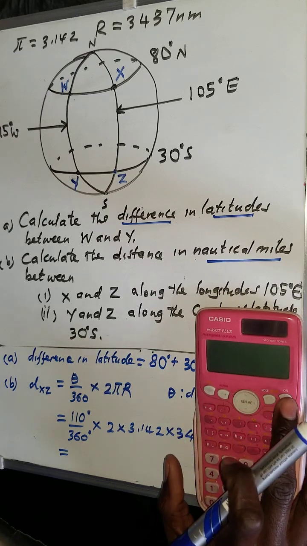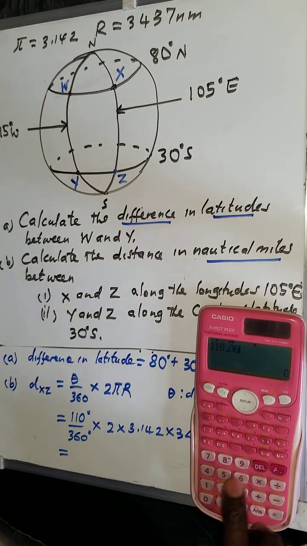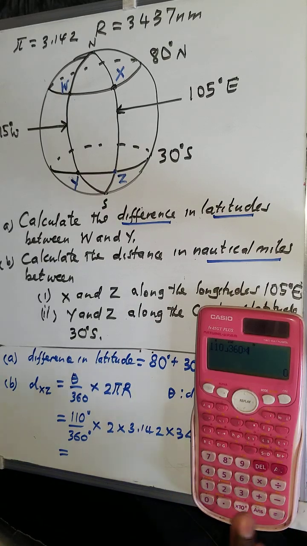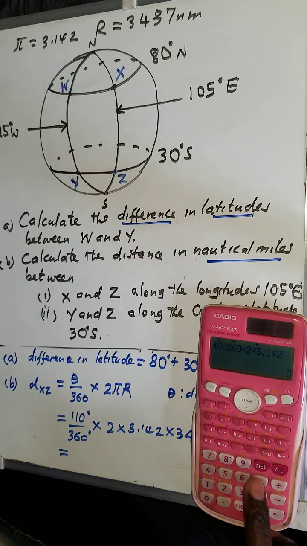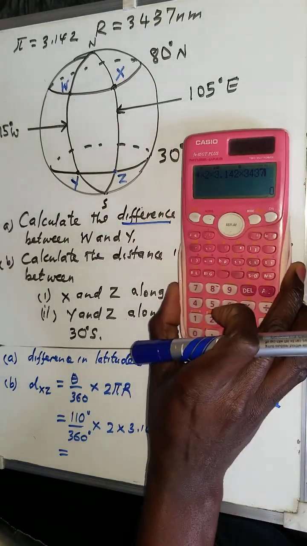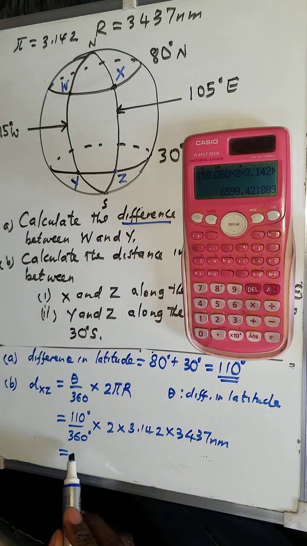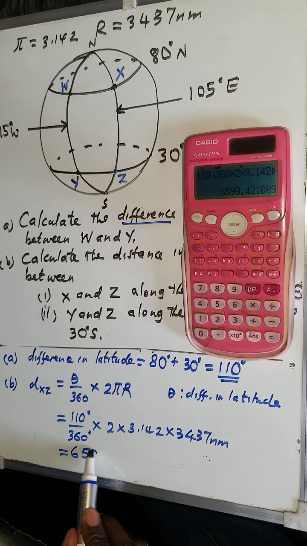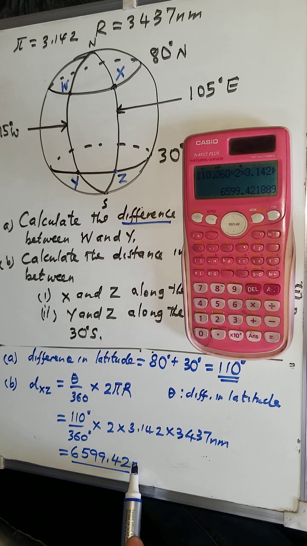If I use my calculator to work out that, if you're able to see, 110 over 360 multiplied by 2 multiplied by 3.142 multiplied by 3437. So remember, we are having in this case 3437. What is that giving me? It is giving me 6,599.42 in this case. I've left it to 2 decimal places, and this is going to be in nautical miles.